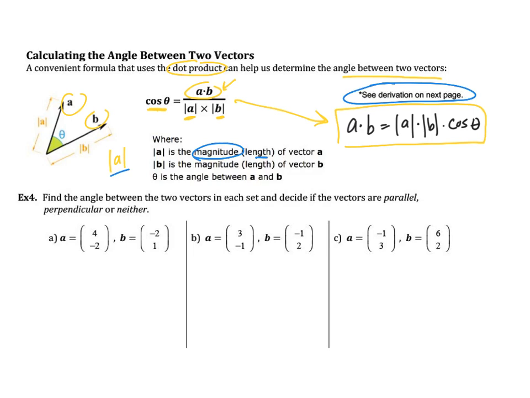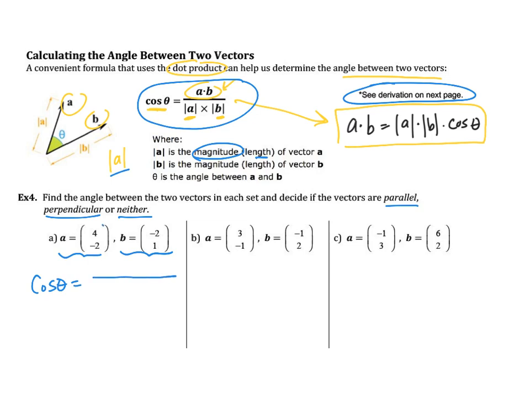So example 4 says find the angle between the two vectors in each set, and then determine if those vectors are parallel, perpendicular, or neither. So we're going to use this formula up here to determine the angle between the two vectors. So I have my vector A and I have my vector B. So cosine of the angle equals the dot product, so that's just 4 times -2, which is -8, plus -2 times 1, which is -2, and then divided by the magnitude of vector A times the magnitude of vector B.